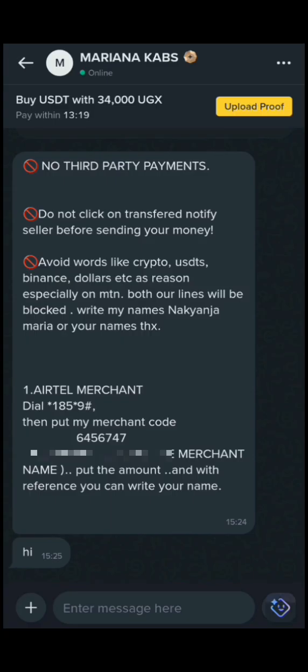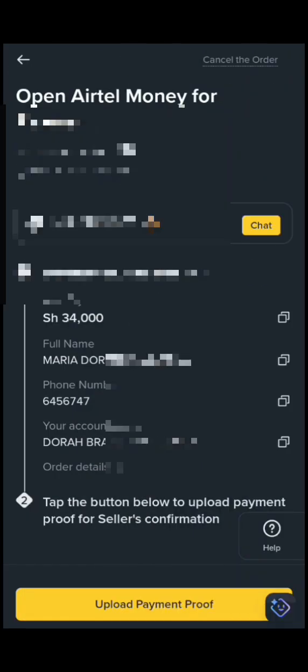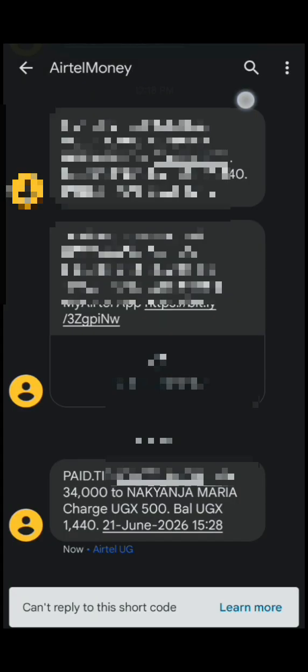After reading, you can go back right here, and she has sent me hi right here, but I need to first make a payment and then I respond to her. You can go right here, go ahead and copy the merchant code right here, the one you're seeing as phone number. Copy it right here. So right here is the message, and I have to take a screenshot of it. After taking the screenshot, you're going to upload it to Binance to confirm that you have sent the money.